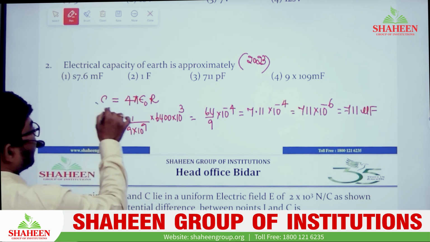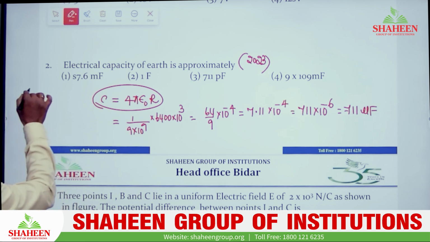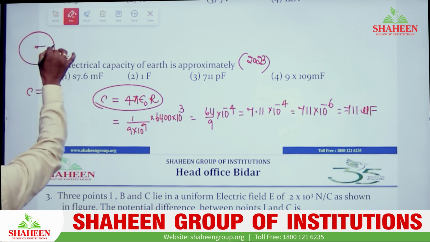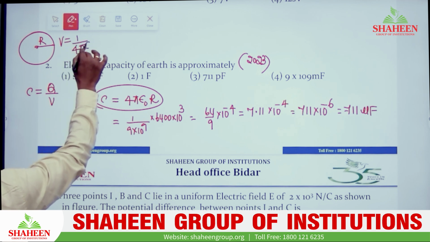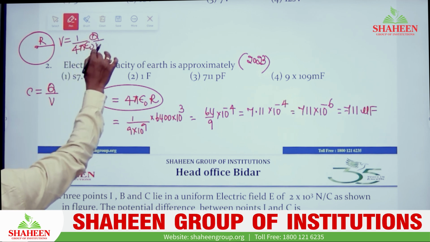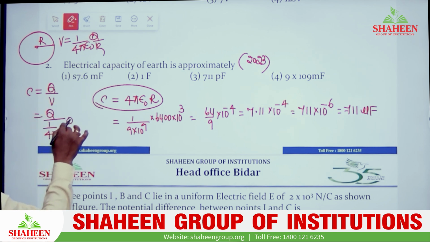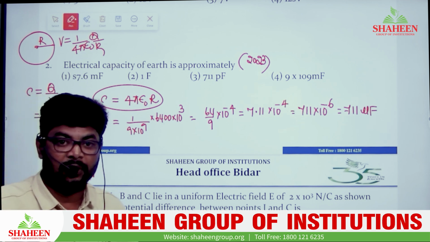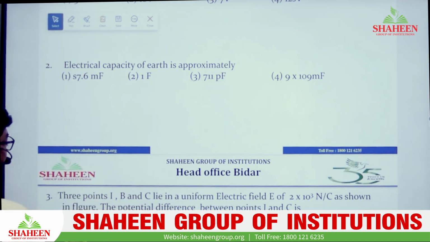So earth is a spherical conductor. The capacitance of a spherical conductor formula: I will show you the derivation. C is equal to Q by V. What is the potential of a spherical conductor of radius of the earth R? Potential formula: 1 by 4 pi epsilon naught into Q by R. Substitute here. So 1 upon 4 pi epsilon naught into Q upon R. Q gets cancelled. It should be 4 pi epsilon naught times R. Right.